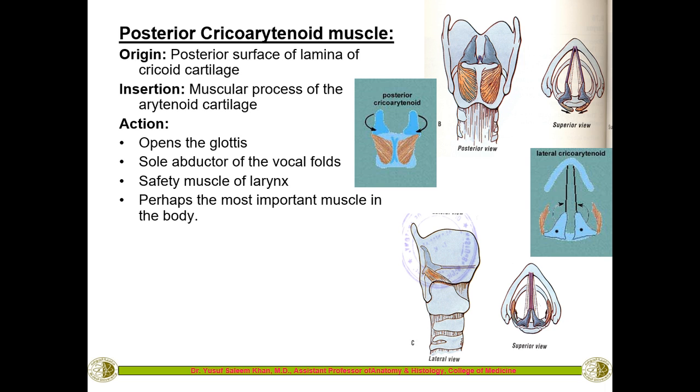So this is said to be the most important muscle in the body, because if this muscle doesn't act, you cannot open the larynx and you cannot open the vocal folds. So what happens? You cannot respire, no breathing, and it might lead to death. So that's why it is said to be perhaps the most important muscle in the body.